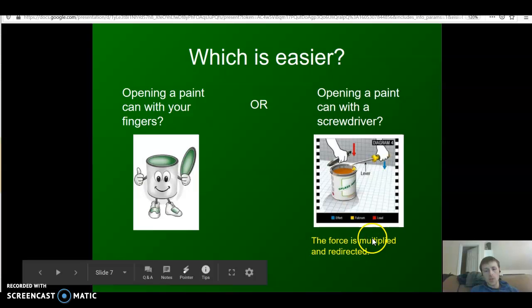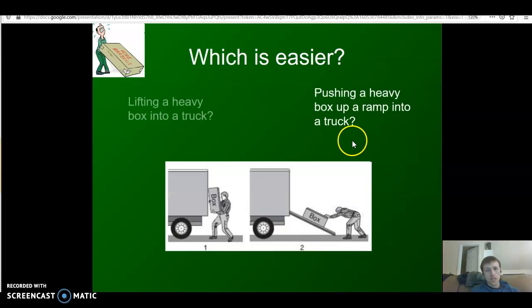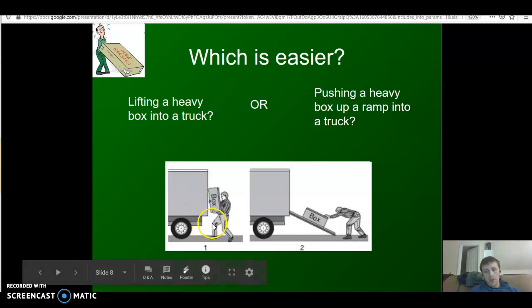This tool both multiplies and redirects the force. You push down, the force goes up on the other side. So, very interesting tool, very simple, but very effective. For lifting a box, a similar thing could be done using a ramp. If you lift straight up, you obviously have to use way more force than if you push the box up the ramp, but also pushing forward may be a little bit easier than lifting straight up. So you're redirecting as well.